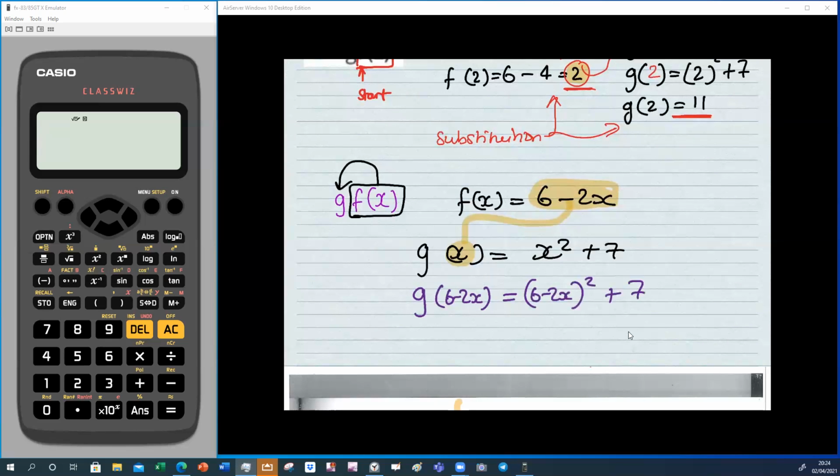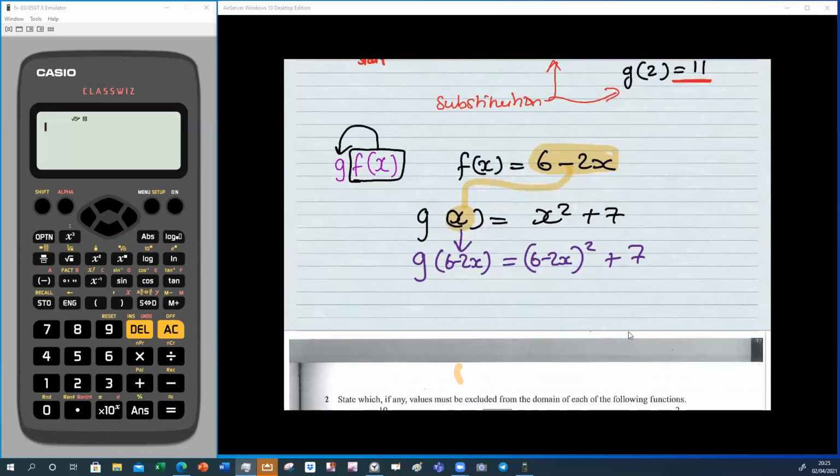Okay. So that's what happens. The x has a new value. So you put in the whole function of f into the g, and then you're manipulating the formula. So it says 6 minus 2x squared plus 7. So we need to really multiply that out and simplify that. So how do we do 6 minus 2x squared? What do we do? You have to write 2 brackets out and then expand it.